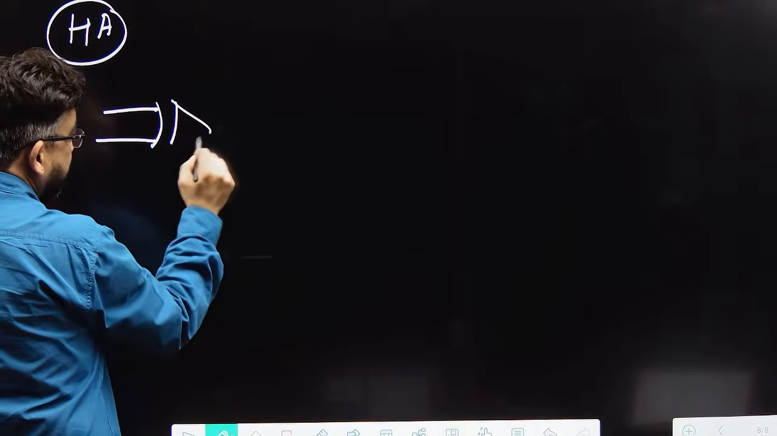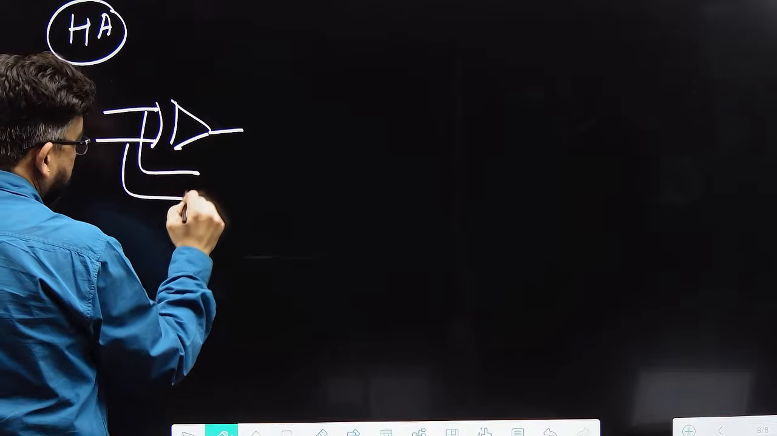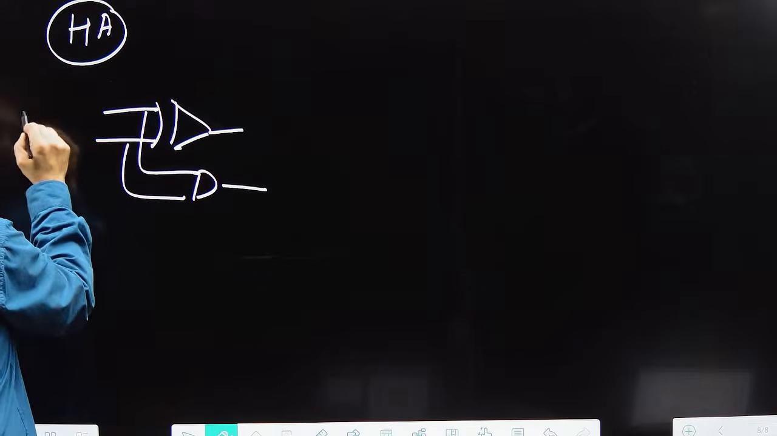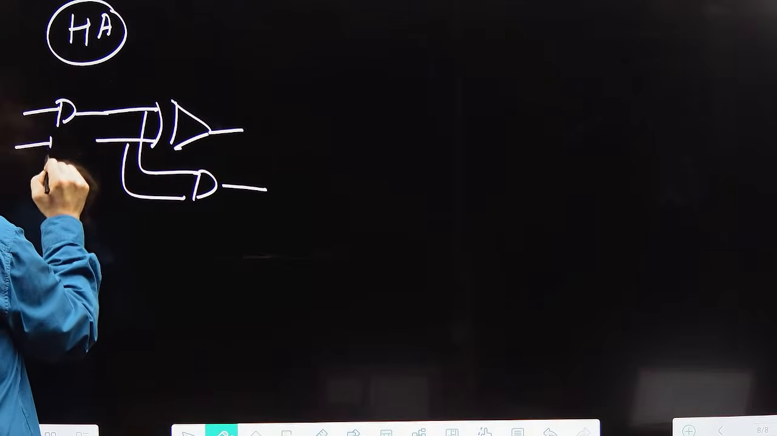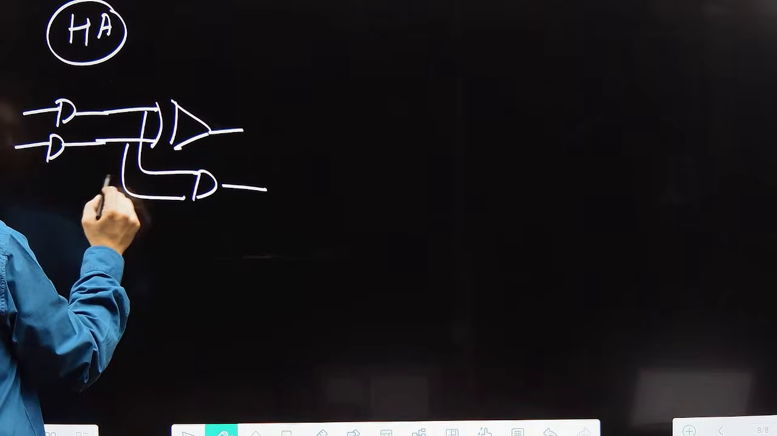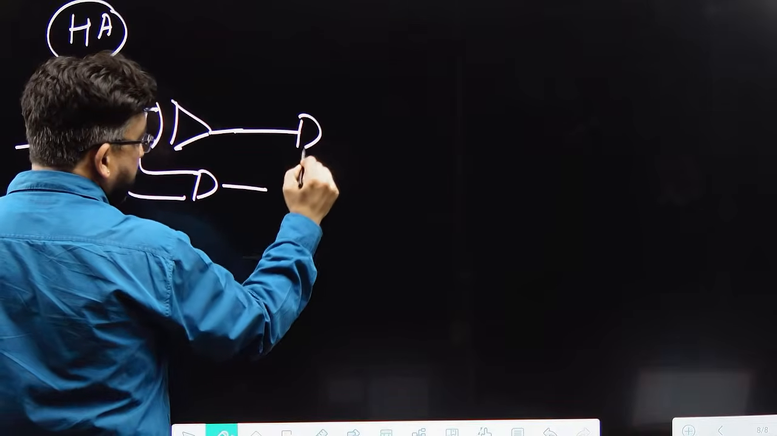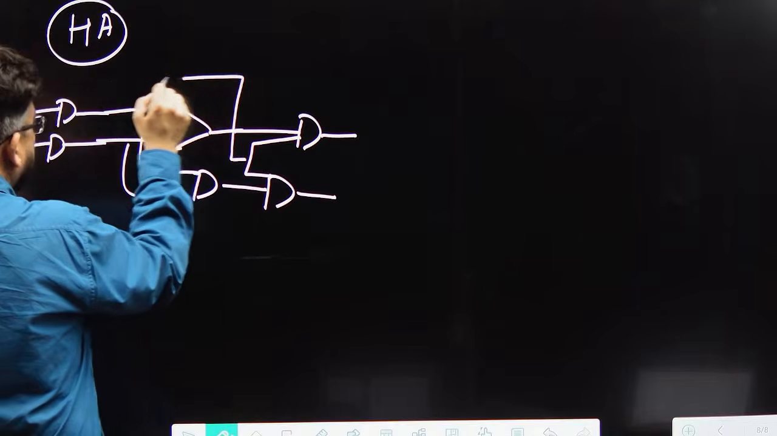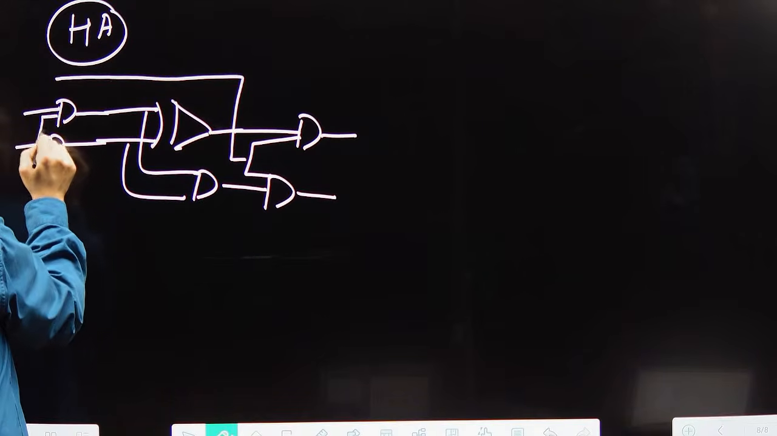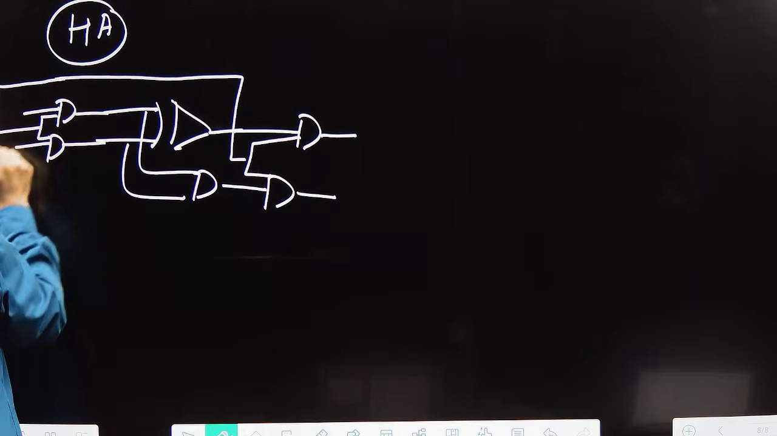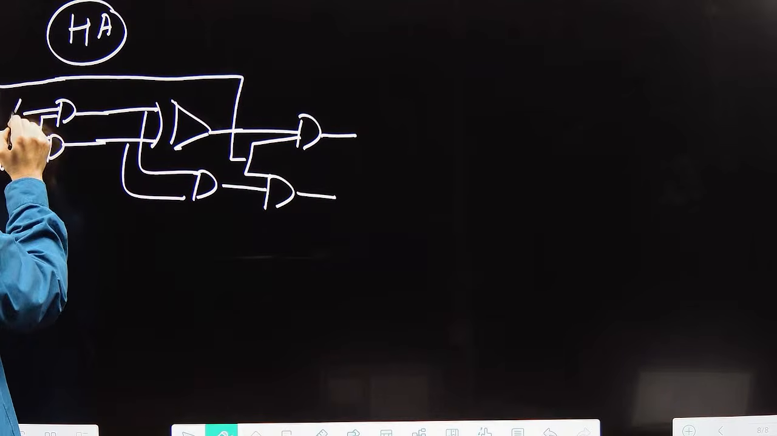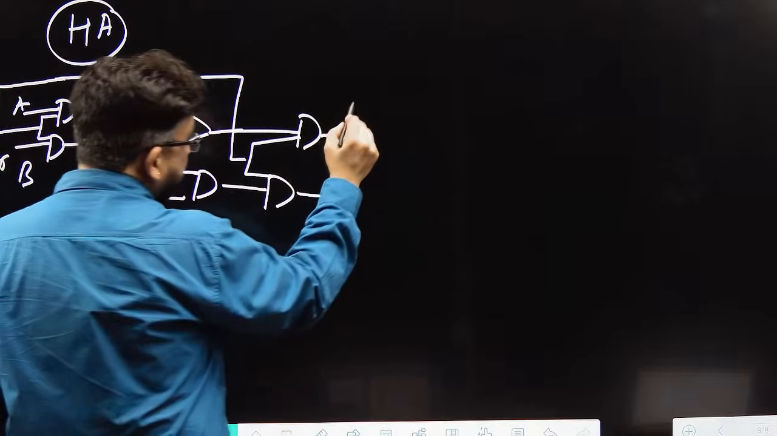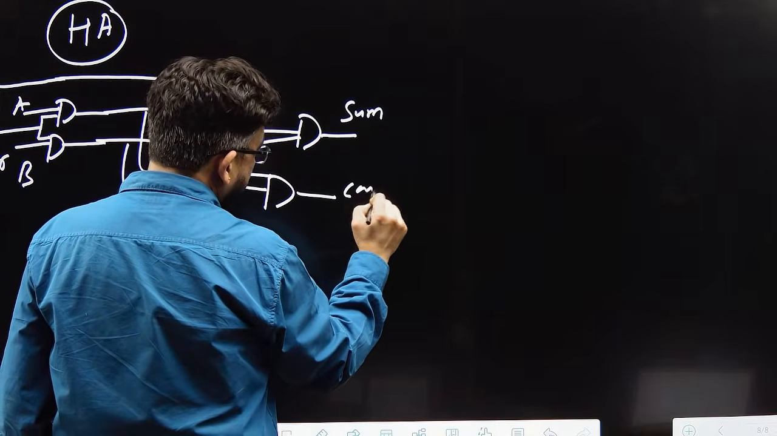If you remember, we have used the clear logic like this. This is my clear. This is my A. This is my B. Sum and Cout.